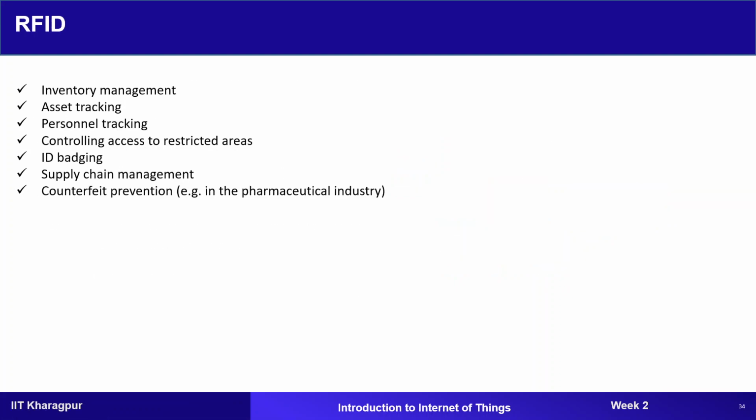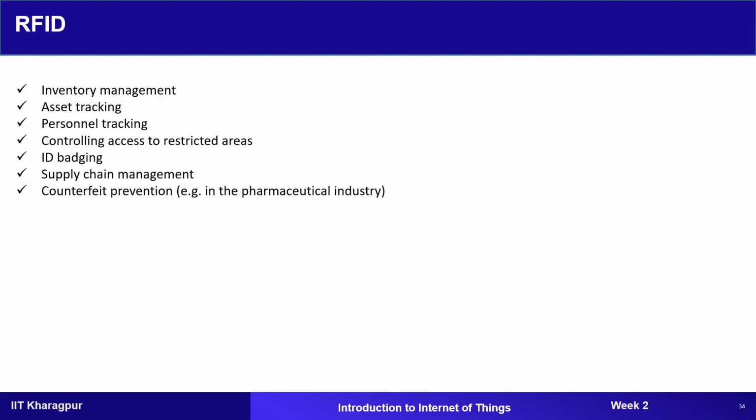Now the application. So in case of your inventory management, you can use RFID. On every product you can put RFID tags, and with the help of those tags you can identify various products. Then for your asset tracking, your personal tracking, you can use RFIDs just by putting RFID tags. Then controlling access to your restricted areas, you can use RFIDs. Then for your ID badging, for your supply chain management also you can use RFID. Then your counterfeit prevention, you can use RFID.